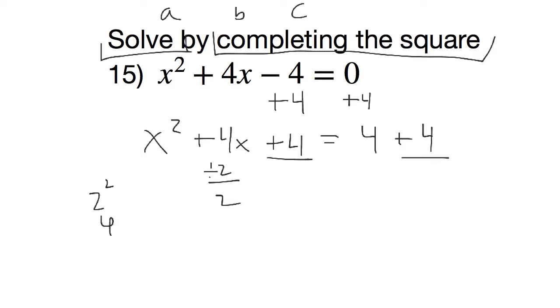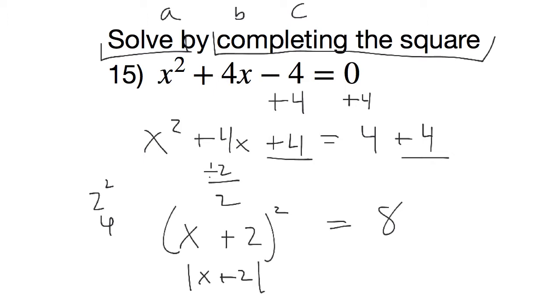So therefore, I'm going to factor the left-hand side. We're going to get x plus 2 squared. Remember, if I FOIL this back out, you get the original x squared plus 4x plus 4. But now this is equal to 8. 4 plus 4 is 8. Taking the square root of both sides, we get the absolute value of x plus 2 is equal to the square root of 8.